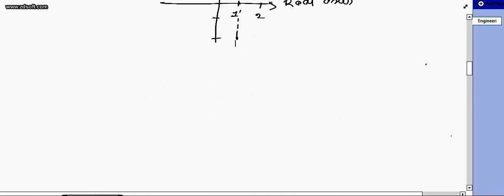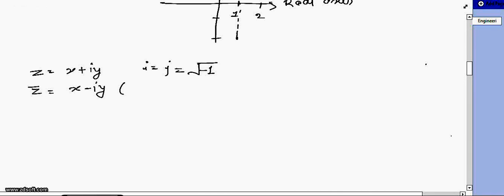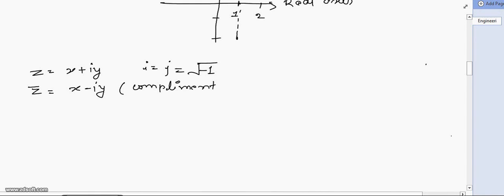Now next, let us see some properties. Say z is equal to x plus iy, where i is equal to j, which is the square root of minus 1. Then z bar, which is the complement, is given by x minus iy. This is called the complement of z.